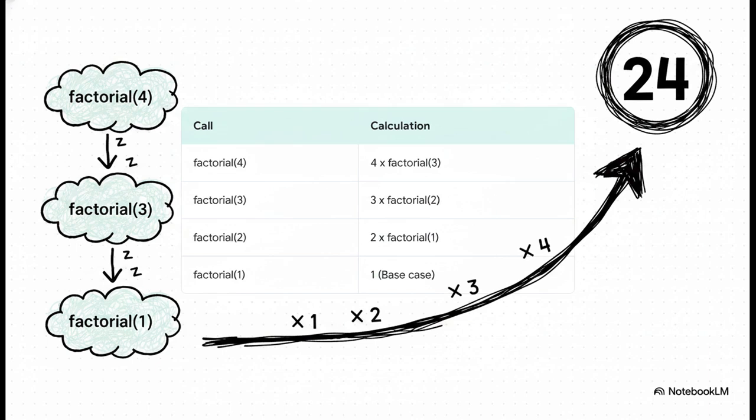The 1 gets passed up to multiply by 2, which passes up to multiply by 3, which passes up to multiply by 4, finally giving us our answer, 24.